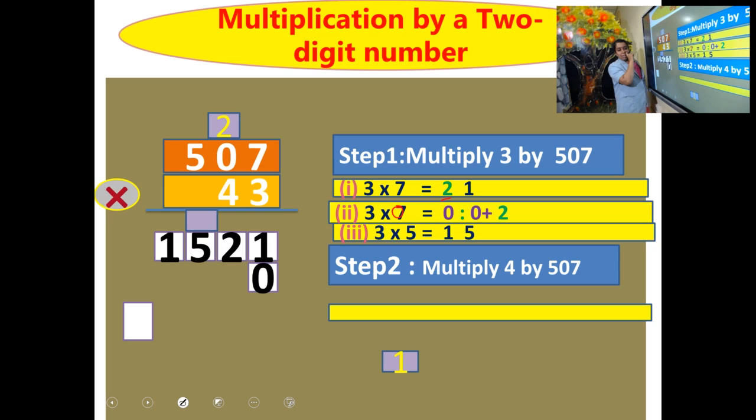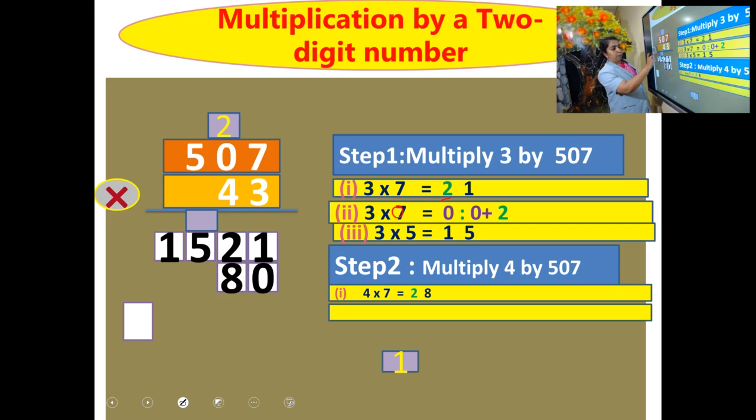So start multiplying 4 by 507. The first step is 4 sevens are 28. In 28, 8 in the tens place, because 4 is in the tens place. So your answer should be written in the tens place. 8 should be in the tens place. 2 is our carryover.